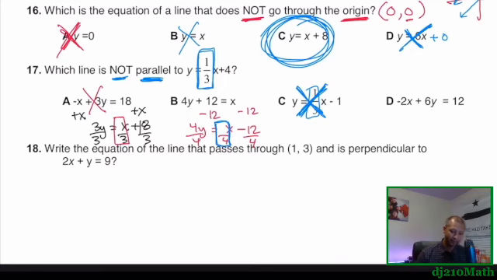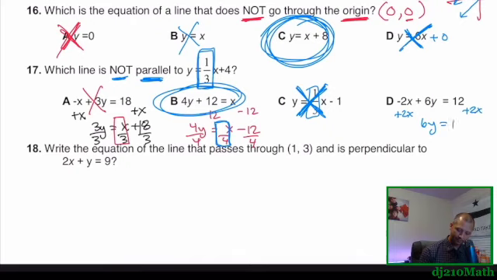So that's different than 1/3 for sure, so that's definitely not parallel. I like B, but let's test the last answer just to make sure. I'm going to add 2x to both sides. So 6y is equal to 2x plus 12. Divide everything by 6, and we see that 2/6 reduces to 1/3. Not this one. So B is the final answer.